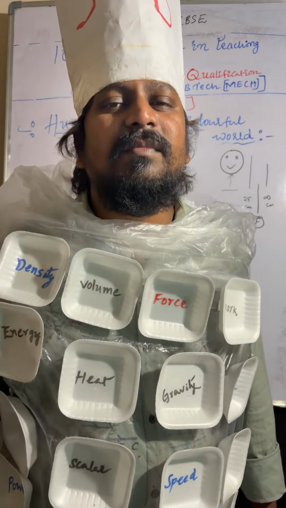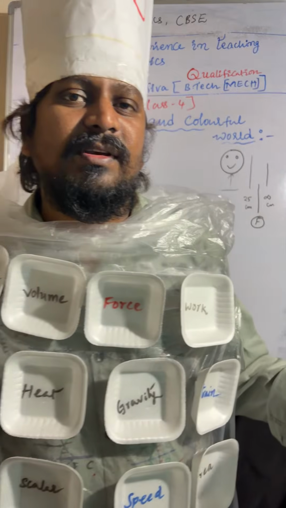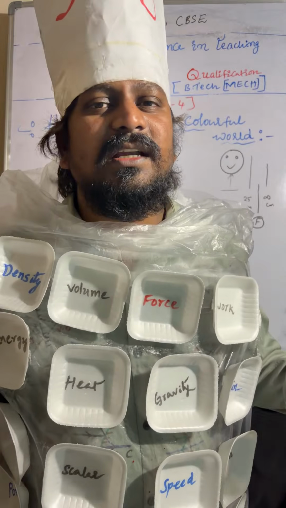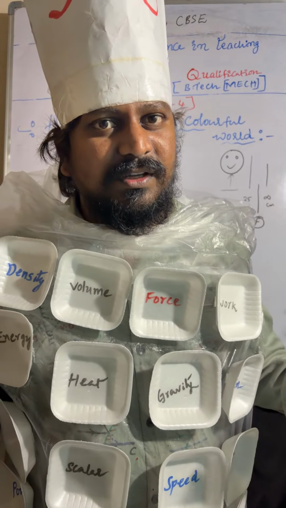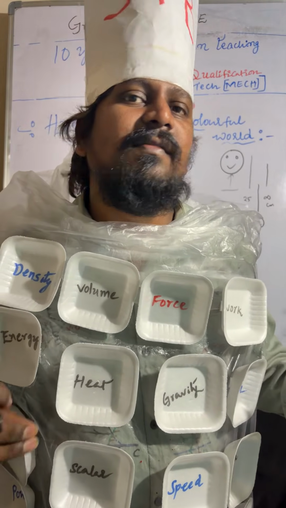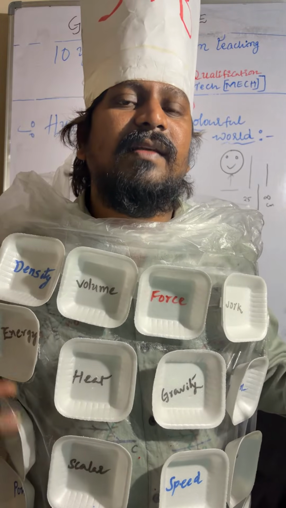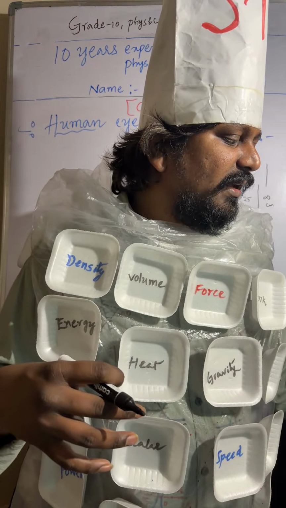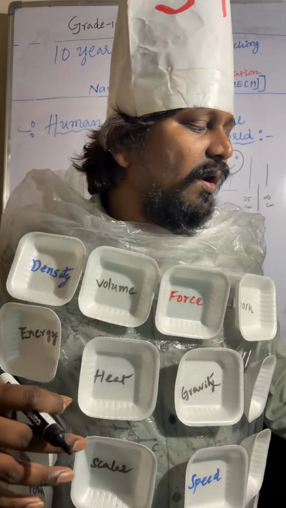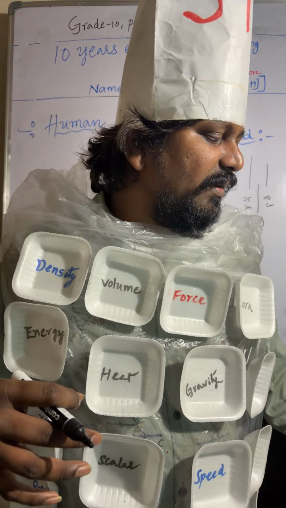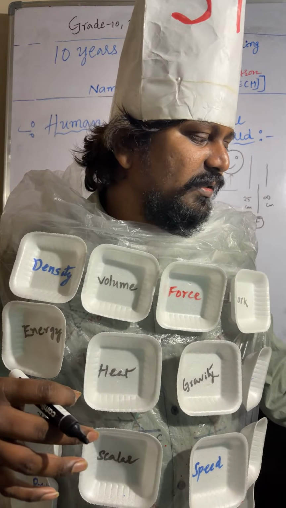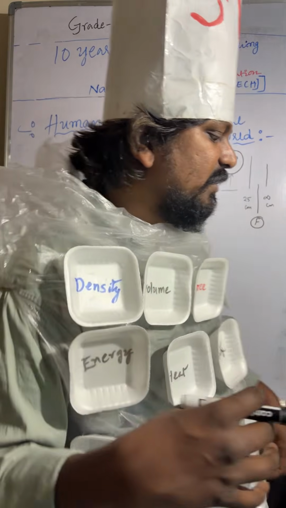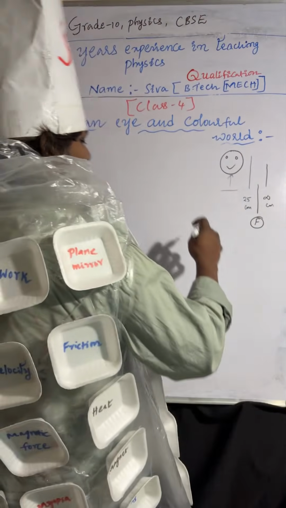And if the light rays are coming from infinity, where will those light rays meet? We will see. And how do we correct this defect? Which lens do we use to correct it? Concave lens. We are using a concave lens to correct the defect of myopia. Understood or not? So let's start. I'll draw the diagram.